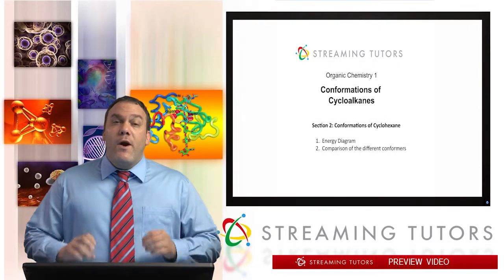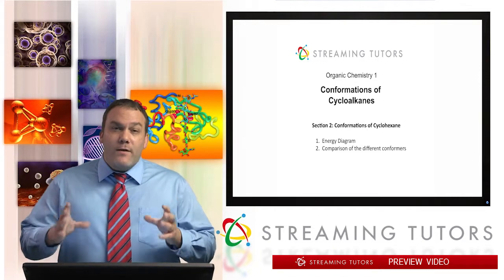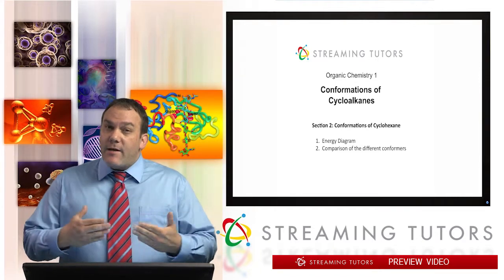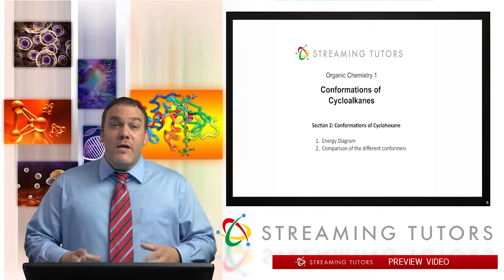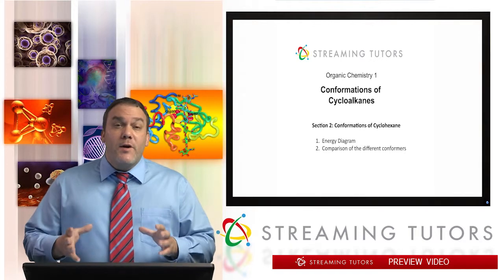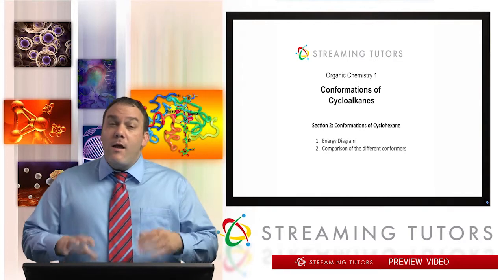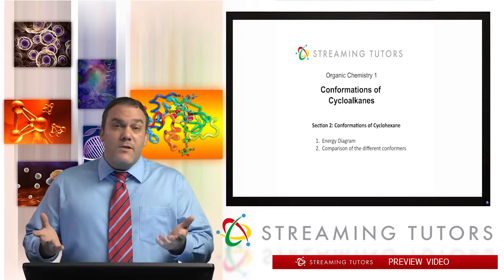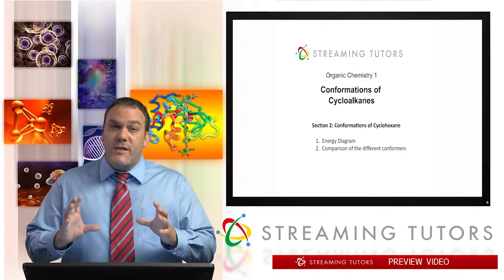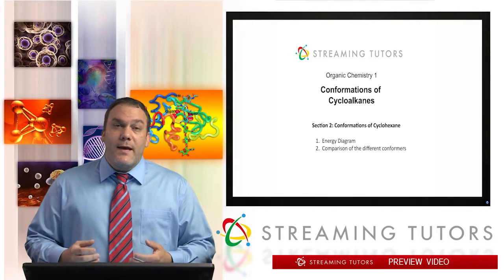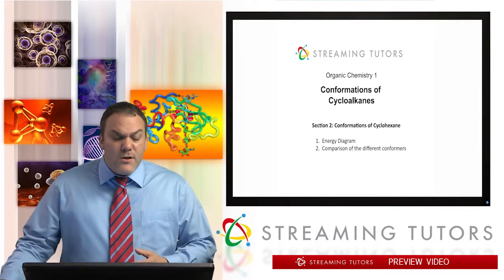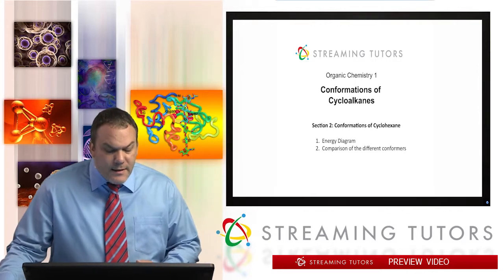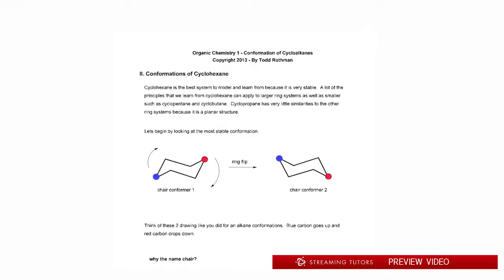In this video, we're going to go over the conformations of cyclohexane. Cyclohexane is the molecule that we use as reference, but the things that we're going to learn here really apply to other systems as well. We just need something to reference, and cyclohexane, being the most stable, is the best place to begin. So let's get started. Let's talk about the energy diagram and the comparison of the different conformations.